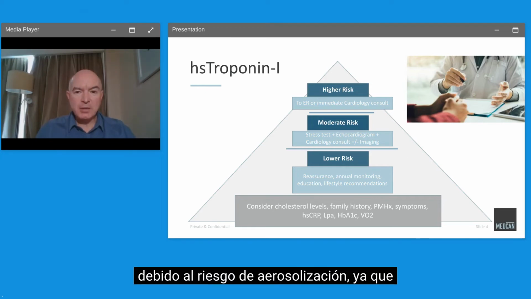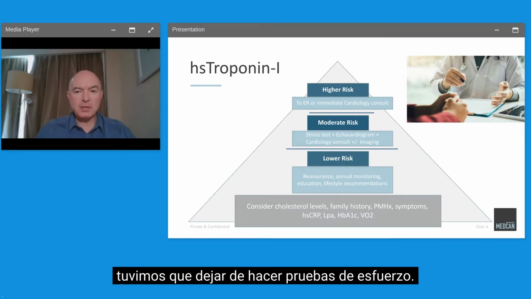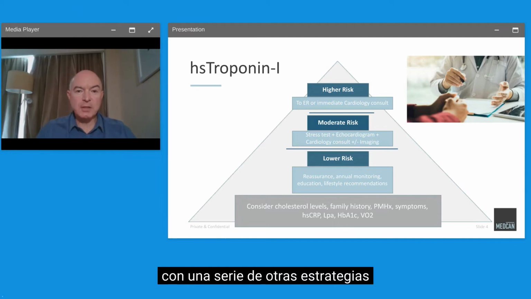Because of the risk of aerosolization, like many healthcare organizations, we had to stop exercise stress testing. So a percentage of our population that fit certain criteria were offered an exercise stress test. It's a way to start to determine cardiovascular health in conjunction with a number of other strategies that we've brought together. So that made perfect sense.